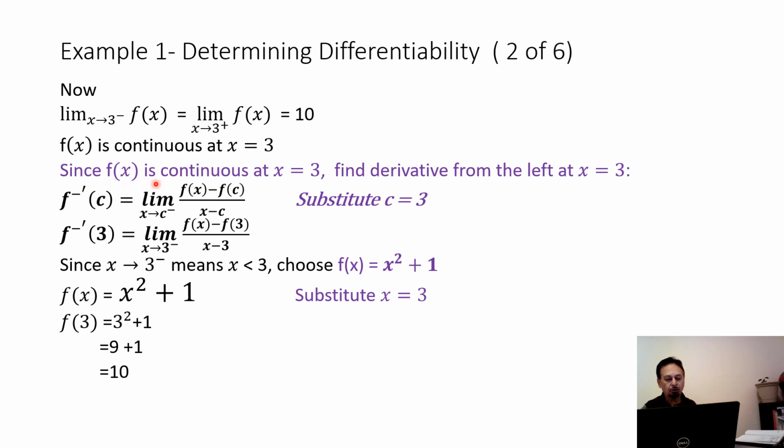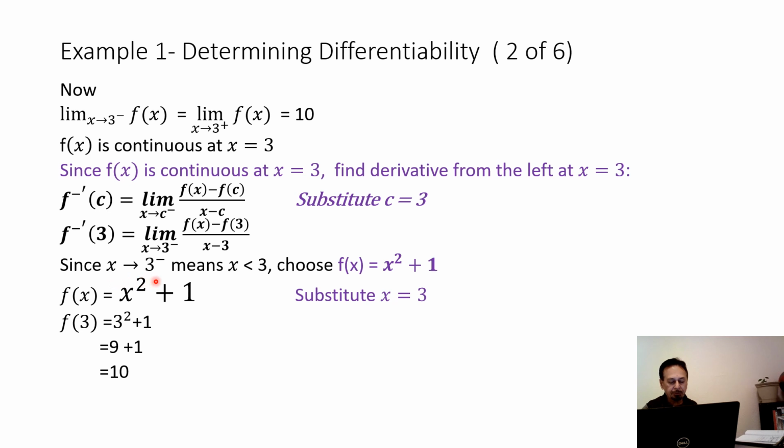Since f of x is continuous at x equal to 3, we can find the derivative from the left at x equal to 3. Let's start with the formula. The derivative from the left at c is the limit as x approaches c from the left of f of x minus f of c over x minus c. Now substitute c equal to 3. So the derivative from the left at 3 will be the limit as x approaches 3 from the left of f of x minus f of 3 over x minus 3.